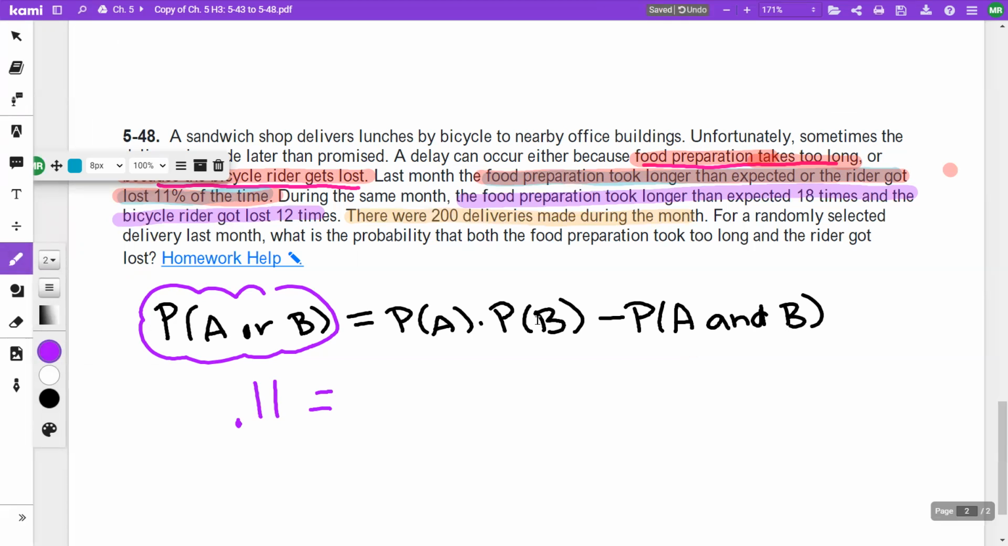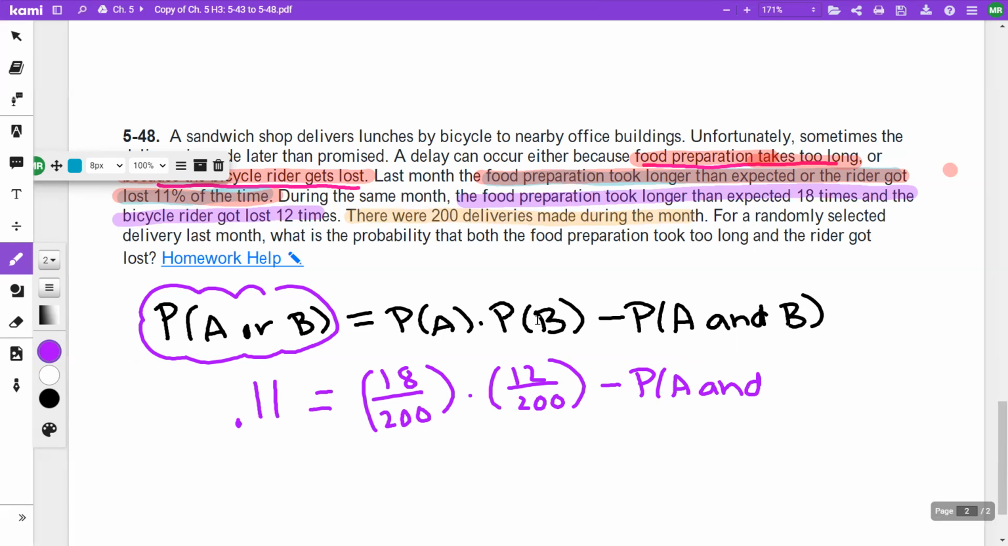Now during the same month, the food preparation took longer than expected 18 times, and the bicycle rider got lost 12 times. So let's say that A is the food preparation took longer than expected: 18 times out of 200, plus the bicycle rider got lost 12 times out of 200, minus the probability of A and B. And that's what I'm trying to solve for.